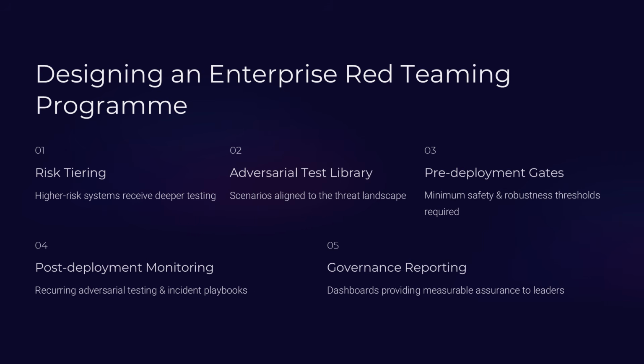Now that you understand what must be tested, let us consider how you design an enterprise program. Artificial intelligence red teaming cannot be a one-time workshop. It must be integrated into the lifecycle. A mature enterprise program includes defined risk tiers for artificial intelligence use cases, with higher risk systems receiving deeper testing.